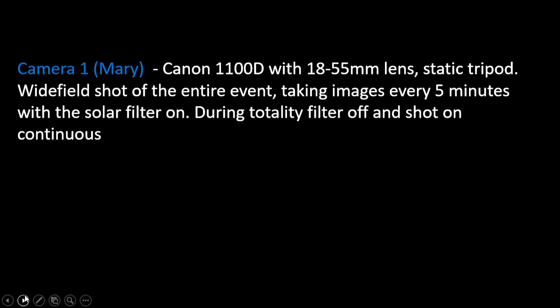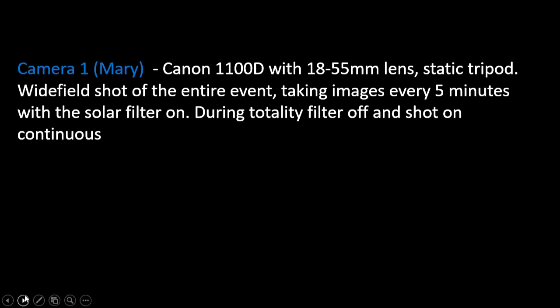So we had four digital SLRs. I was looking after two of them. My husband, Mark, was looking after two of them. The first one that I was looking after was my 1100D. All the digital SLRs were 1100Ds, so bottom of the range budget cameras. I was using it with the 18 to 55mm lens that came with the camera, the kit lens, as people sometimes refer to it, and that was on a static tripod.